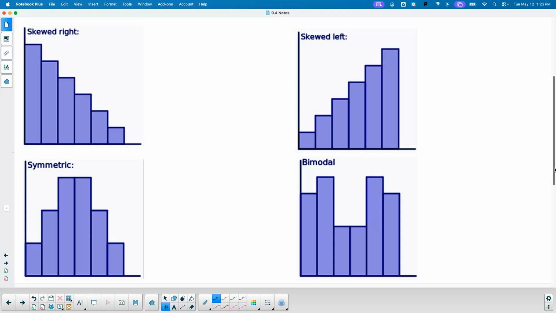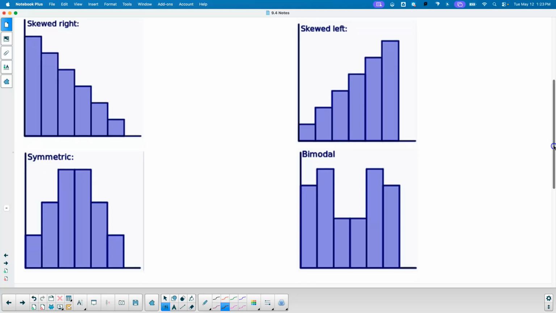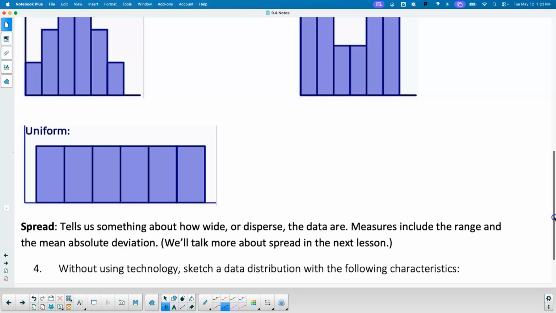Symmetric, have you guys heard of the bell-shaped curve before? In statistics, we call it a bell-shaped curve because it looks like a bell. So that's what a symmetric set of data would look like. Bimodal means it's pretty evenly spread out, but it's not a bell-shaped curve. It's kind of like a two-humped camel. And then a normal or uniform means it's all the same.